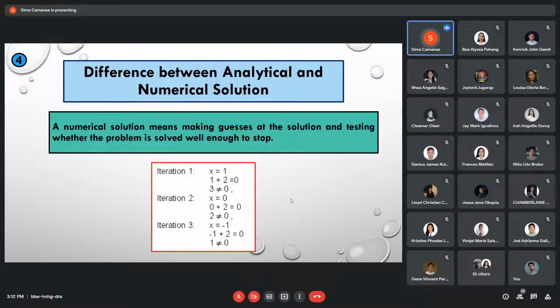Okay, nakasabot ra ba about sa difference atong analytical and numerical solution?